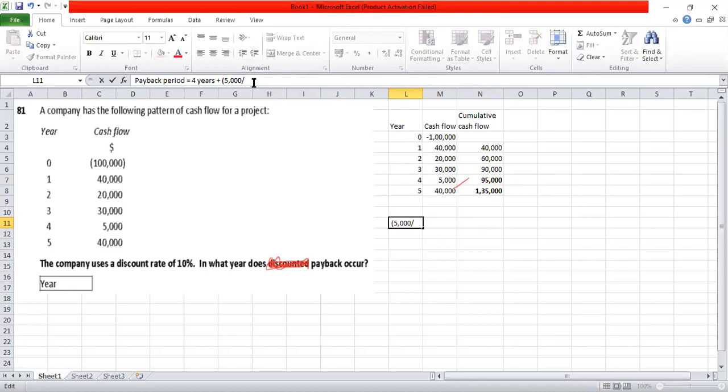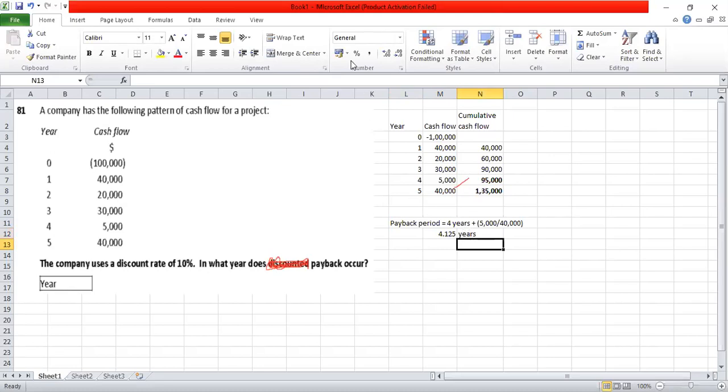The balance of 5,000 has to be taken from the next year's cash flow. The next year cash flow is how much? 40,000. So we are only very specific about 5,000, the difference between 100,000 minus 95,000. So check it out. How much is the answer? It is 4.125 years. Do you see that?